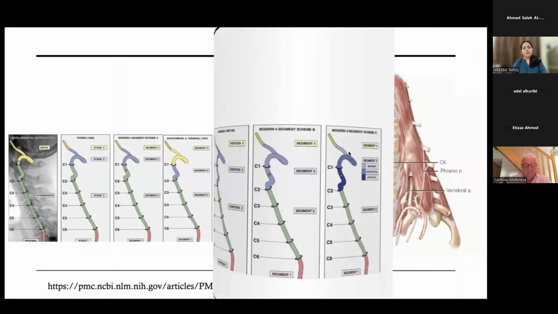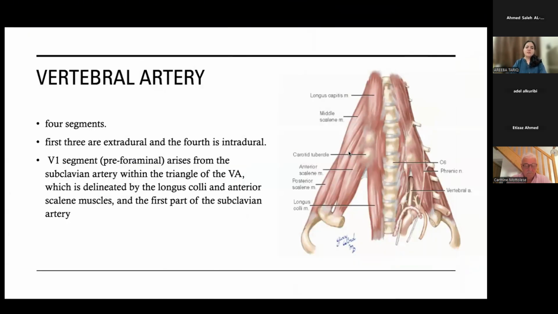One thing that I want to remind everyone, especially residents, is that when we read anatomy, there are a lot of variations. What we read is basically what is present in 70 to 80% of the brains. But yes, there are variations. There are a lot of anatomical variations, so don't get frightened by that. Starting from the vertebral artery, very simple, 4 segments. The first 3 are extradural, and the 4th is the intradural segment.